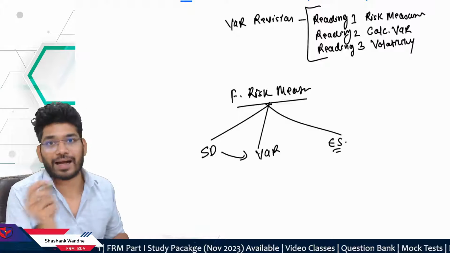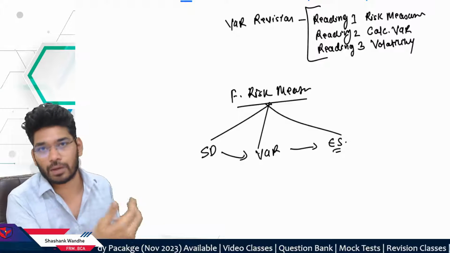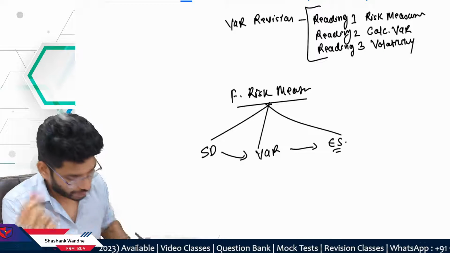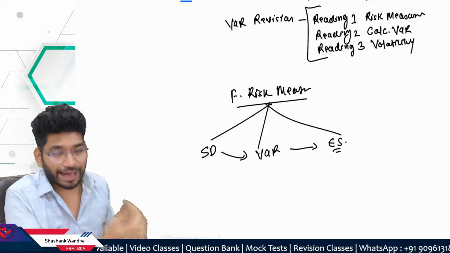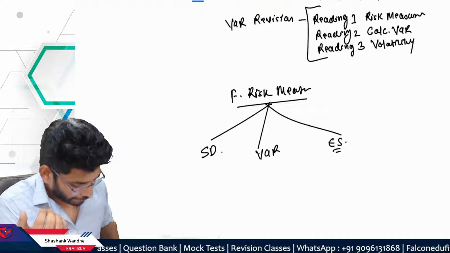We know we use standard deviation in the calculation of value at risk, and in some cases we also use value at risk in the calculation of the expected shortfall, or we can simply say the expected shortfall is based on the value at risk calculation, right? Again, this is from the calculation perspective.